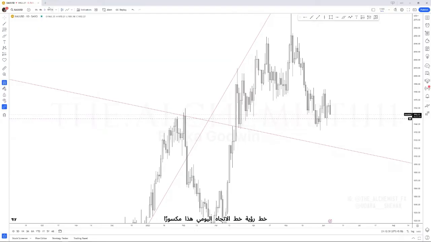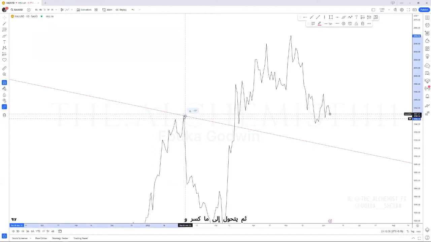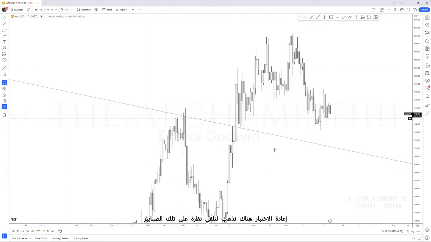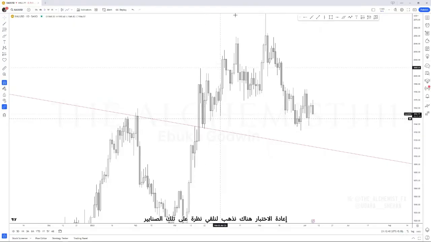See this? Daily trend line. Broken. Then it turns into what? Break and retest. There we go. Look at that. Taps. Starts to move up. So it's everywhere. Okay, it is everywhere.